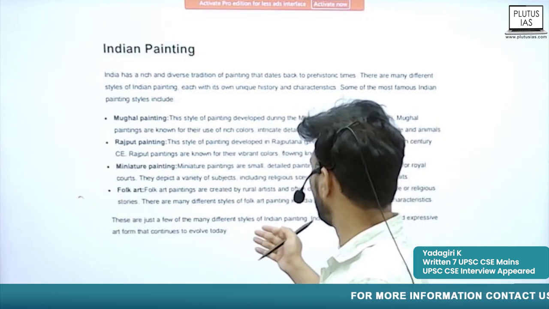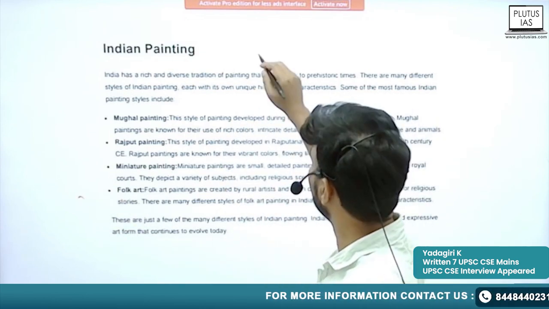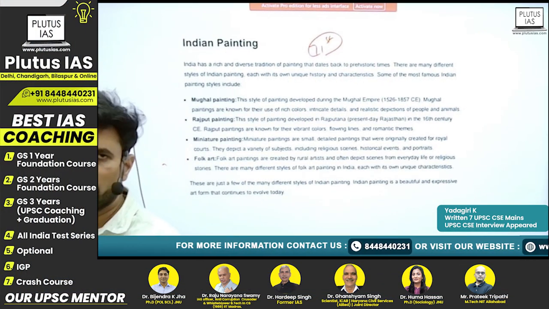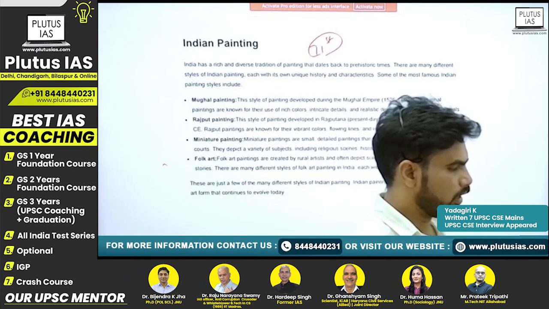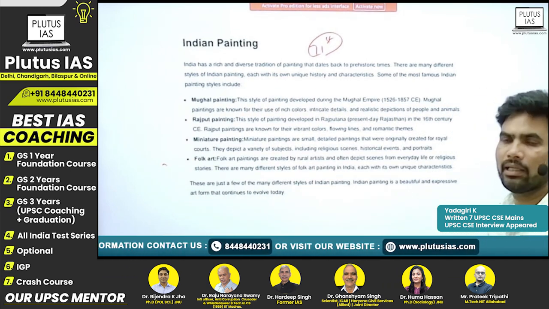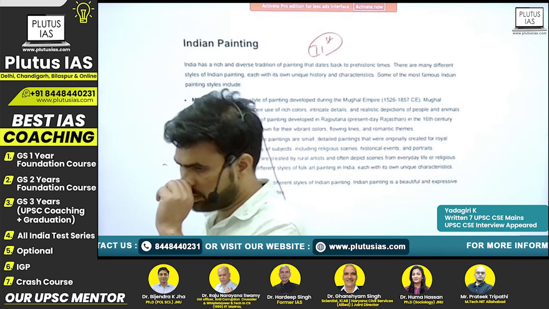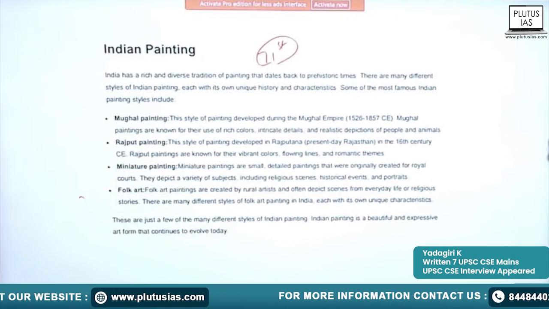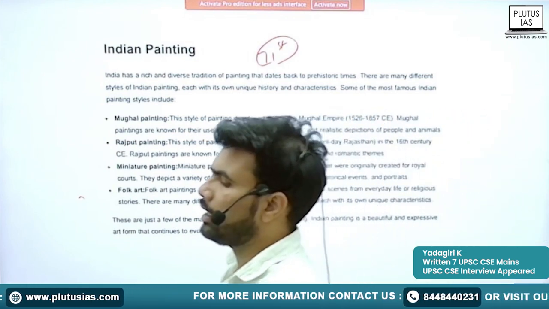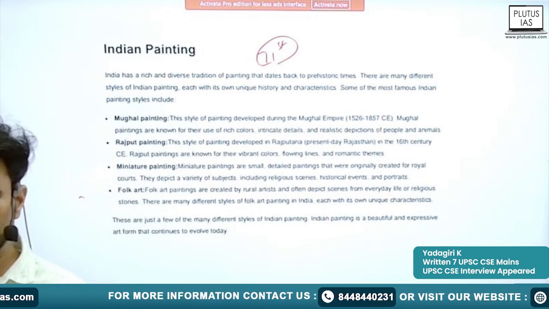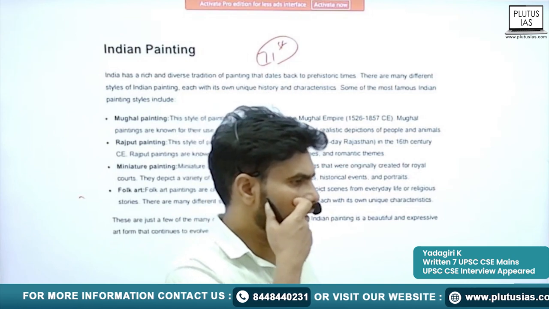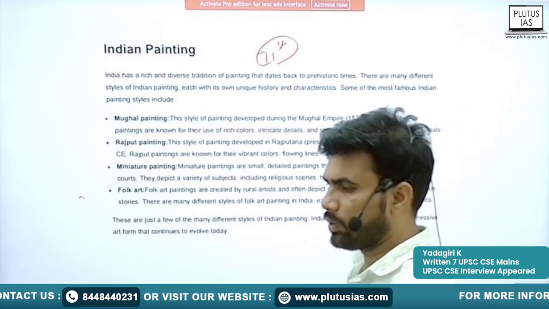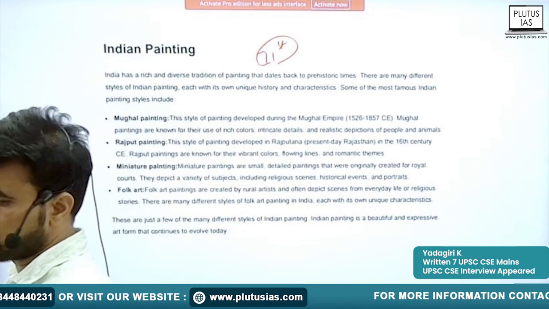Today is our 71st day. We are discussing the art and culture topics, and today we are going to discuss the Indian painting. Yesterday we discussed the different schools of art: Mathura school, Gandhara school and Amravati school. Apart from that, we have also seen two distinct schools, especially in the medieval period, that is Pala school and Chola school.